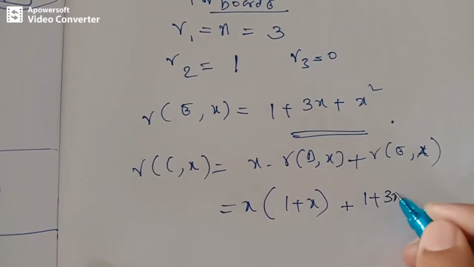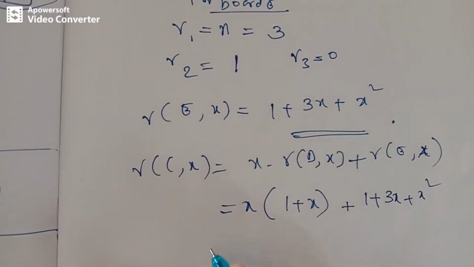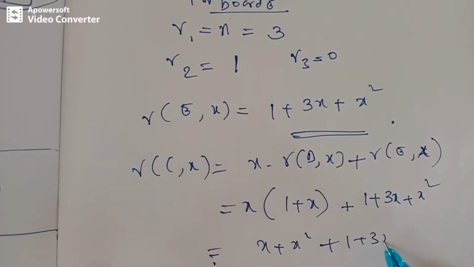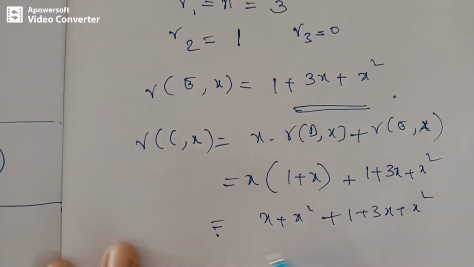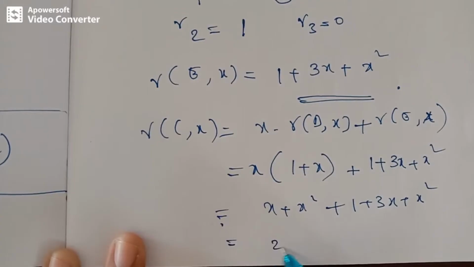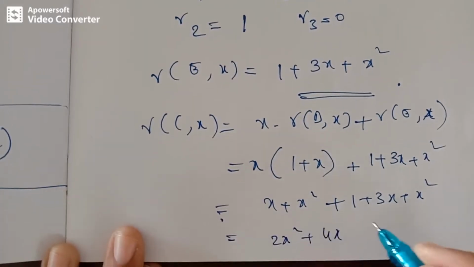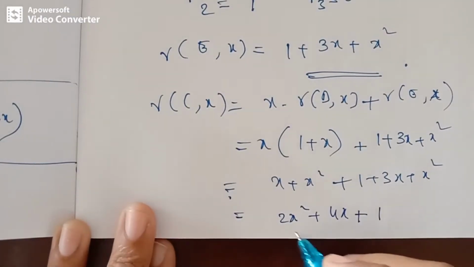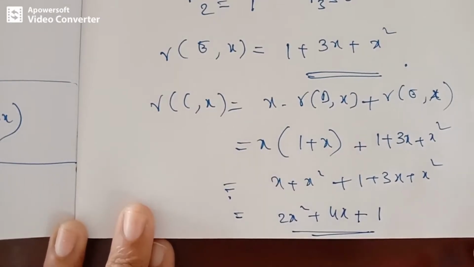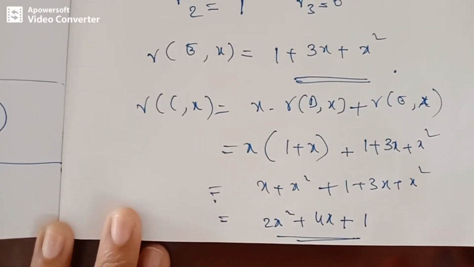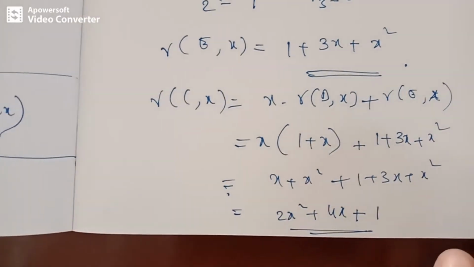1 plus 3x plus x square. So here we get x plus x square plus 1 plus 3x plus x square. We will be getting it as 2x square plus 4x plus 1. Okay, so this is the result of the expansion formula by considering this chessboard.